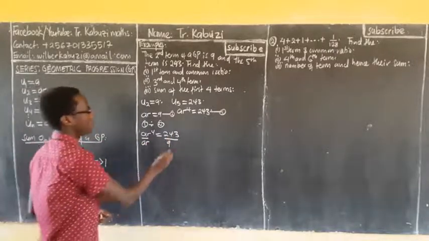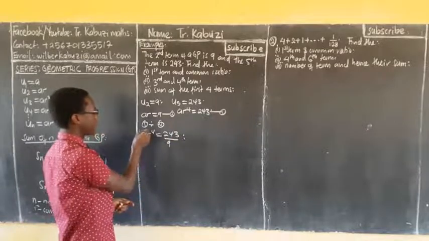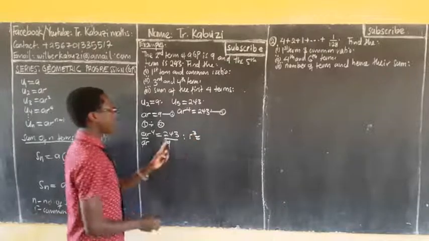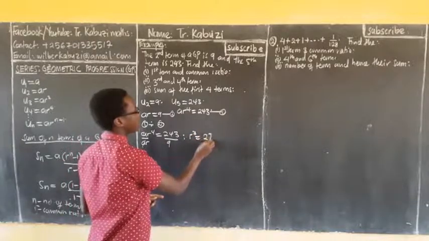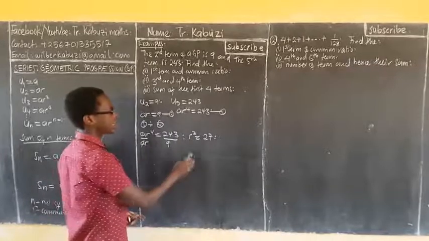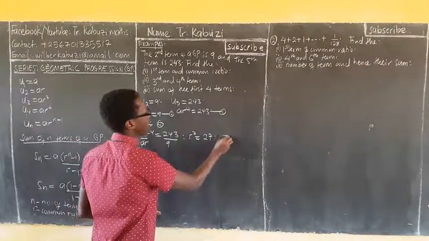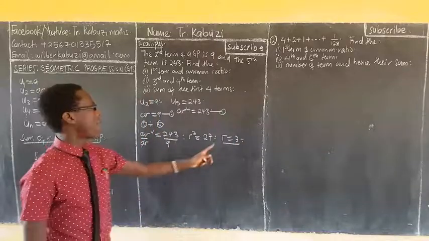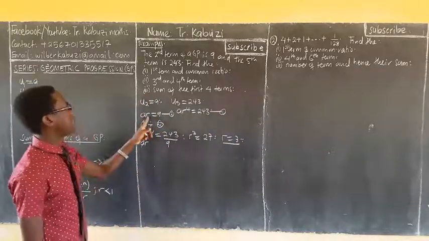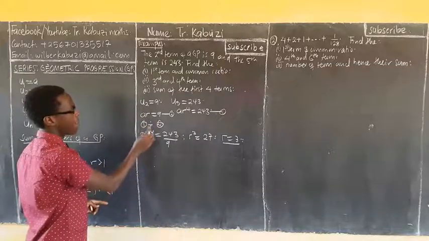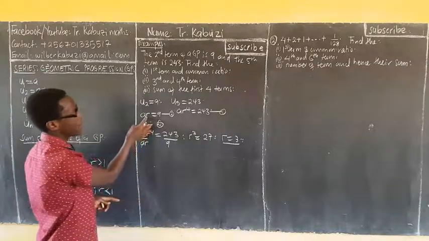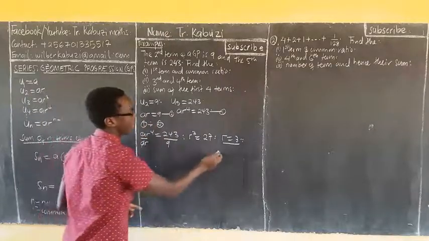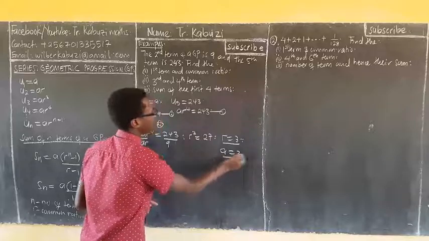So from here, you can see that the a cancels, and r divides r^4, I'll be having r cubed equaling 27. And using indices, when you get the cube root, you see that my r becomes 3. So my r is 3. If my r is 3, and I put it here, I'll be having 3a equaling 9. From there you can see that my a is also 3.